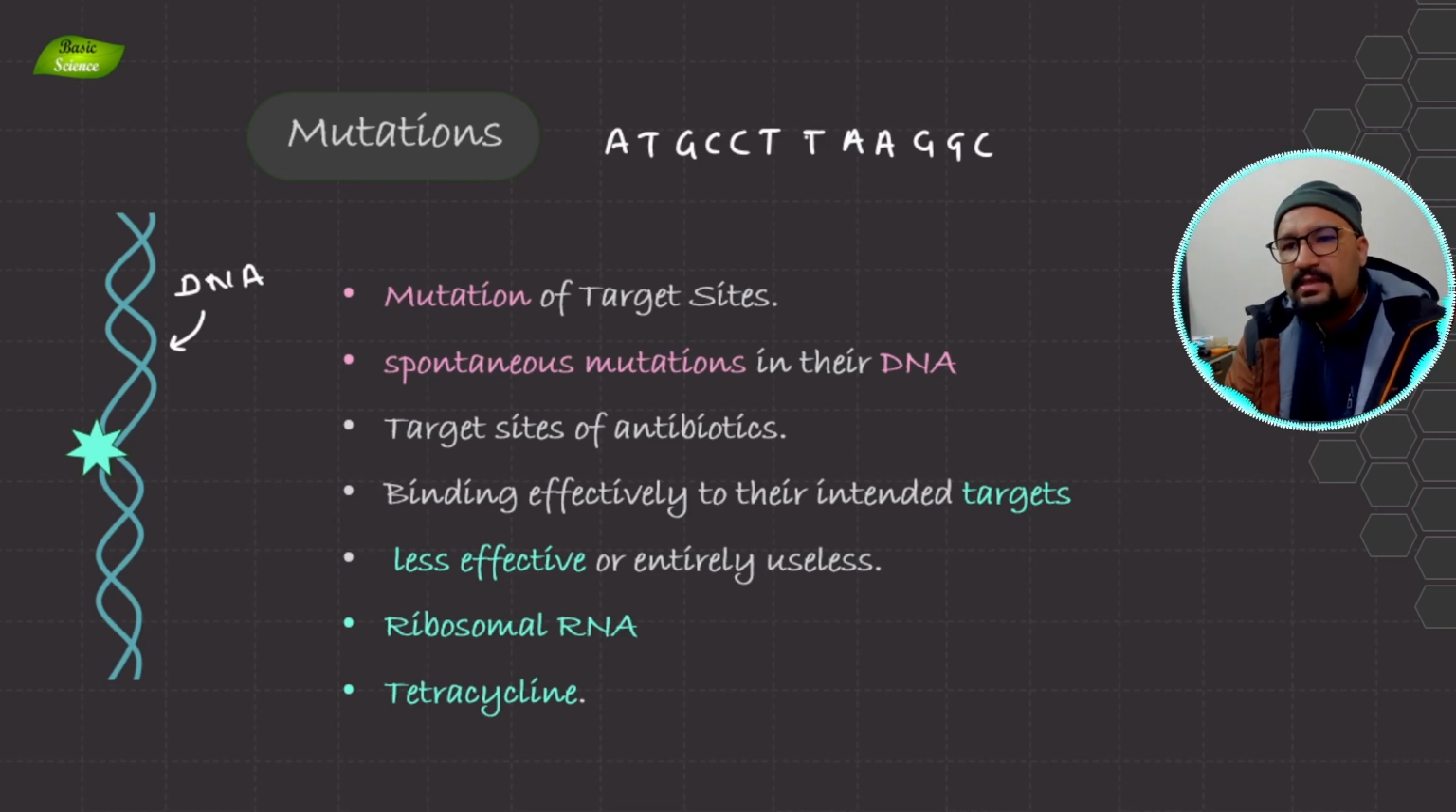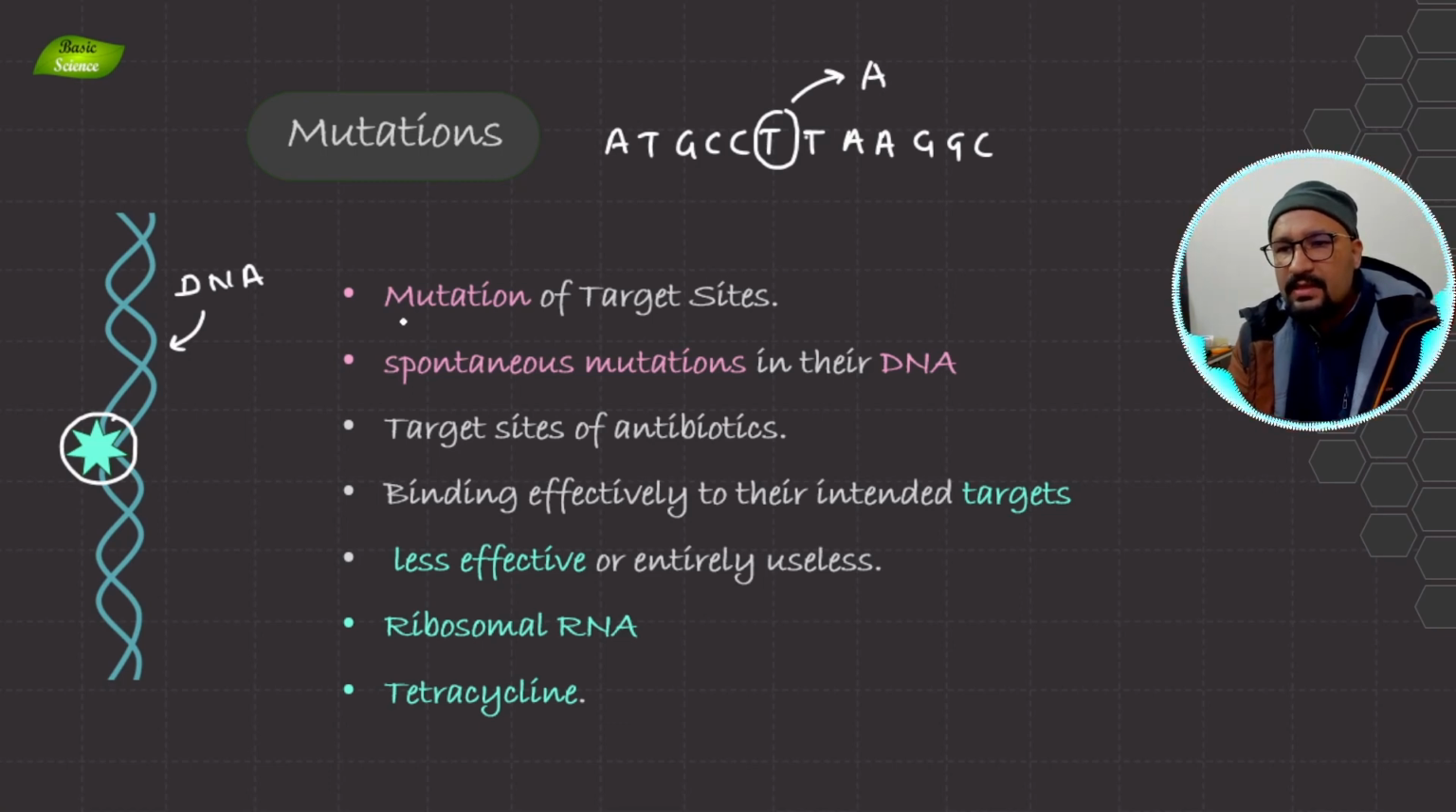Now what happens is sometimes bacteria develop some kind of mechanism because of which there is a change in the sequence of DNA. Suppose instead of T you have A in the sequence. Now this is the mutation, the change in the base in the sequence of DNA.